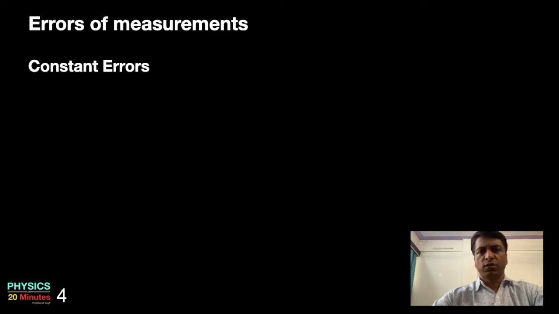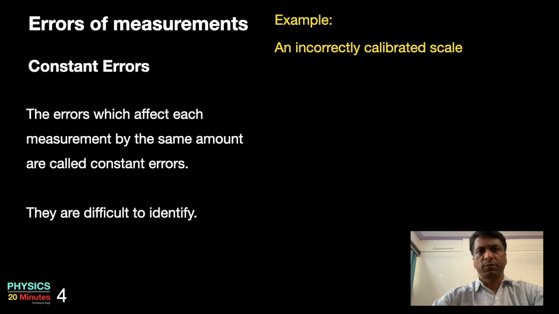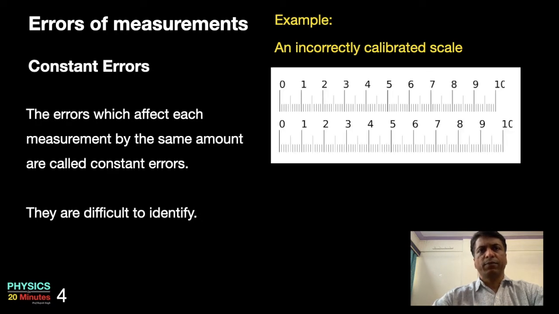First, constant errors. The errors which affect each measurement by the same amount are called constant errors, and they are generally very difficult to identify. Let's take an example. An incorrectly calibrated scale. Suppose I have 2 scales. You can see in the diagram there are 2 centimeter scales. But you can see that the lower scale is longer than the upper one for 10 centimeter.